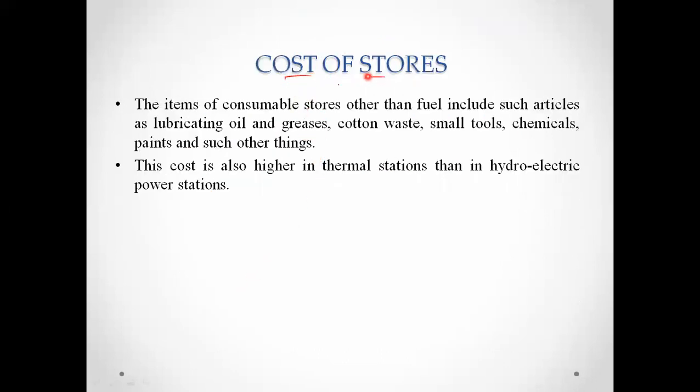Then the cost of the stores. The items of consumable stores other than the fuel include lubricating oil, greases, cotton waste, small tools, chemicals, paints, and other such things. All this will come under the cost of the stores. Generally we will have the stores, where we purchase all materials other than the fuel. This cost will also be higher in thermal stations than in hydroelectric power stations.